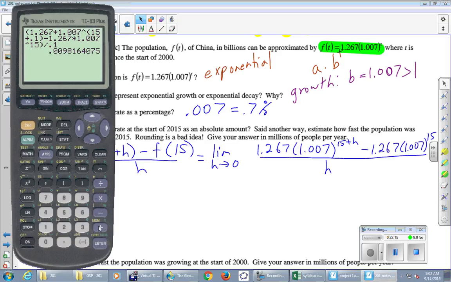Okay, so this right here, let's think about the units. What are the units on top? Billions of people. What are the units on the bottom?